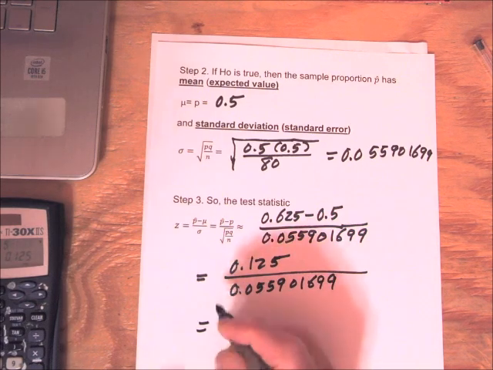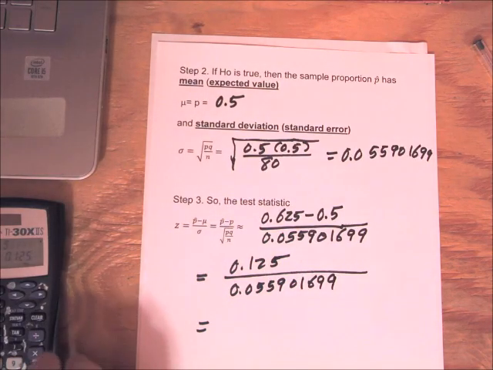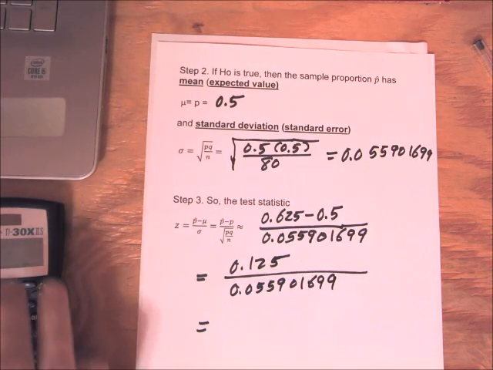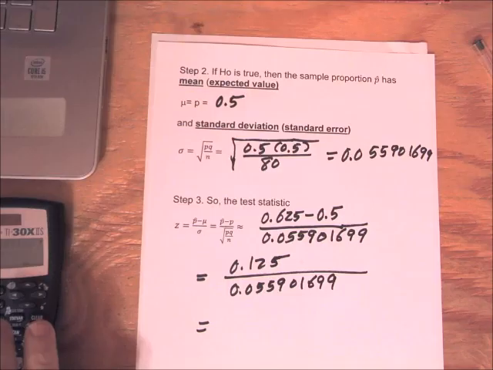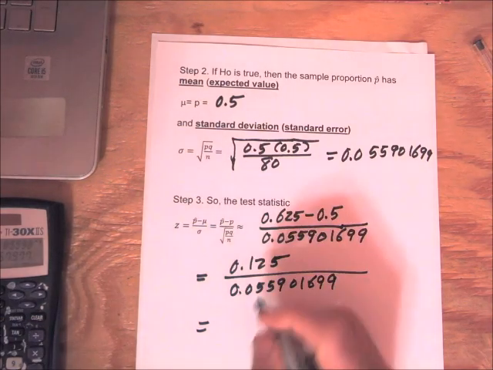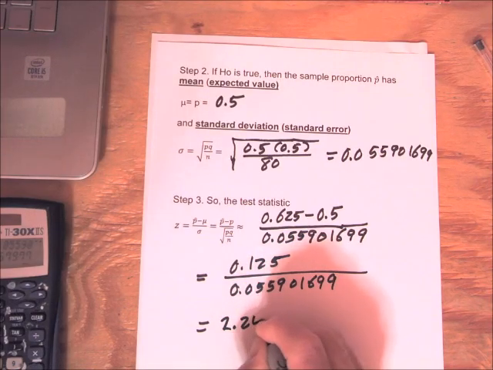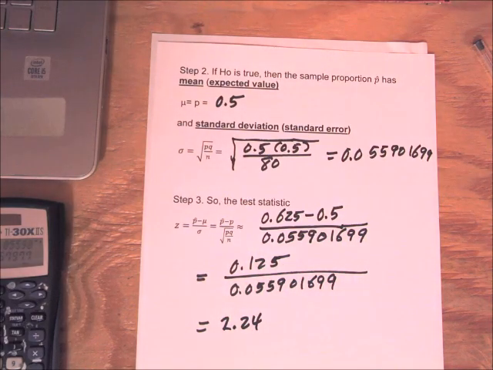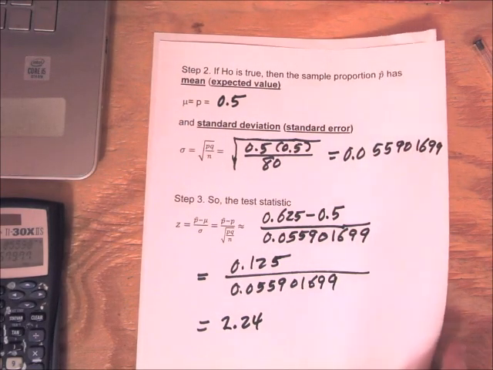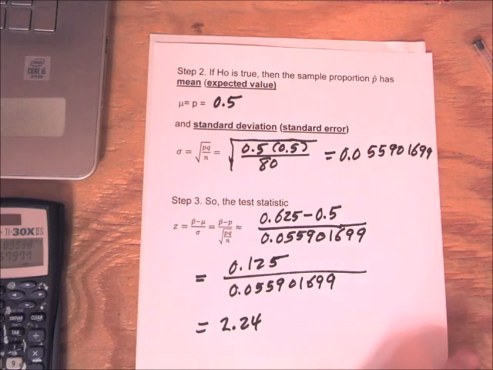And then we can divide by, and I'll recall this thing from memory, and we get approximately 2.24. So that's our test statistic, that's our z-score, 2.24. And the next step is to look this number up in the table, in the z table.